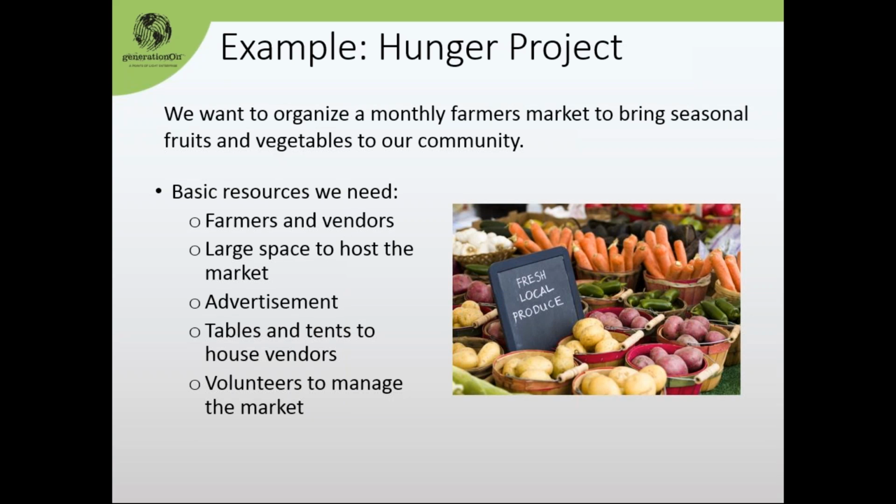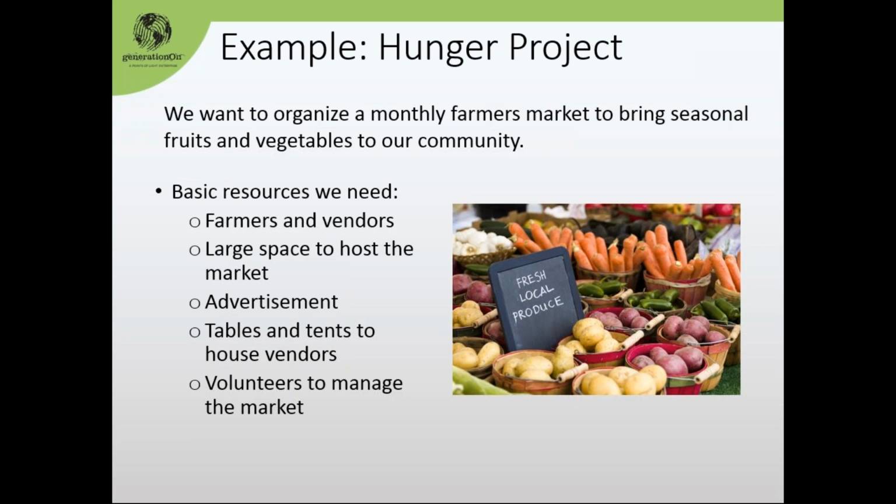So some of the basic resources that we might need to host a monthly farmers market include obviously farmers, people that will bring the produce to the community, and a large space to host the market. It could be a parking lot, it could be a schoolyard, but any sort of large space that can hold up to 10, 15, 20 tables, depending on how many farmers and vendors we can get.